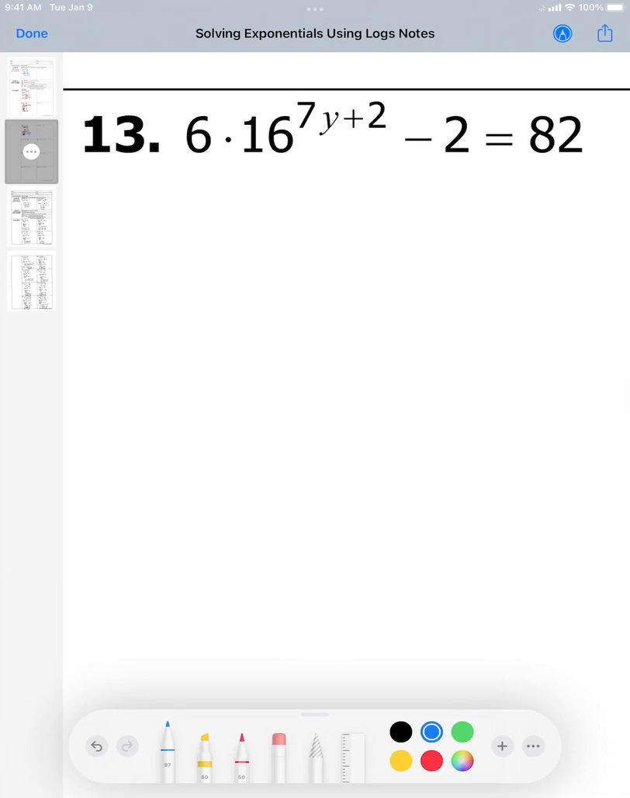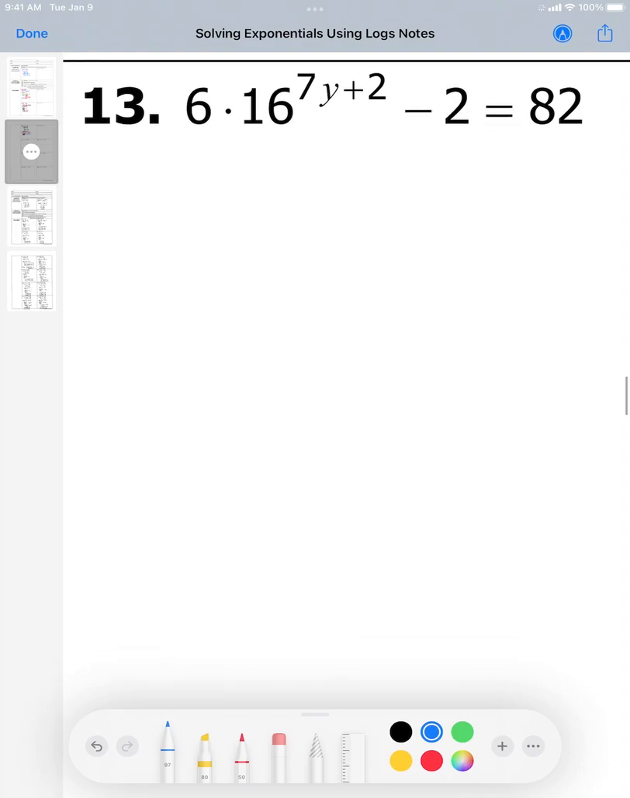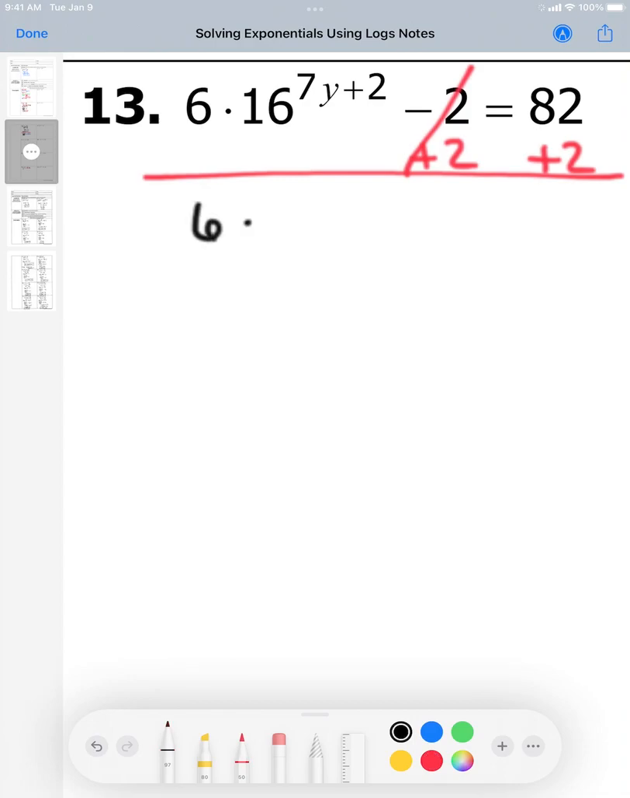Okay, let's simplify this, right? To simplify an equation, remember, you add and subtract first, then you multiply or divide last. So, in this case, to simplify this equation, order does matter. Add or subtract first. In this case, I'm going to add 2 to both sides because that's the opposite of that minus 2 to get rid of it. So add or subtract first. So let me bring everything else down. And 82 plus 2 gives me 84.